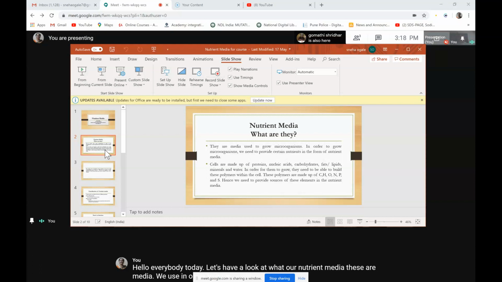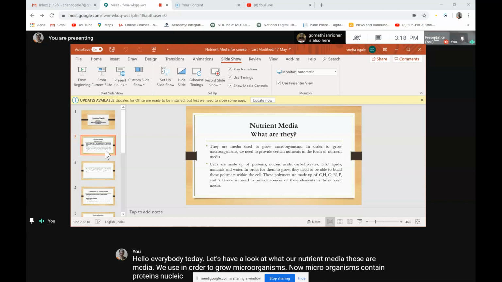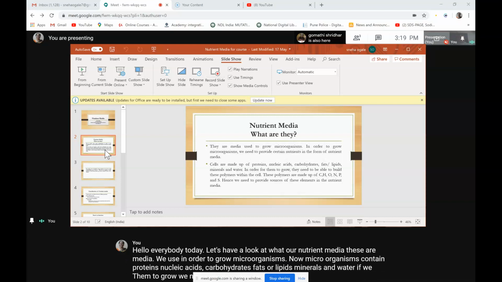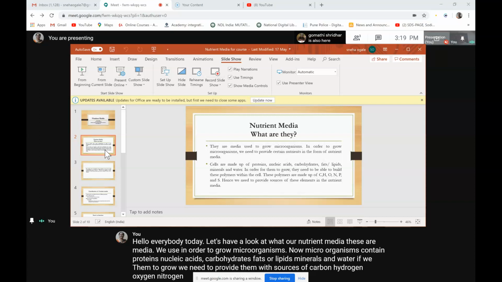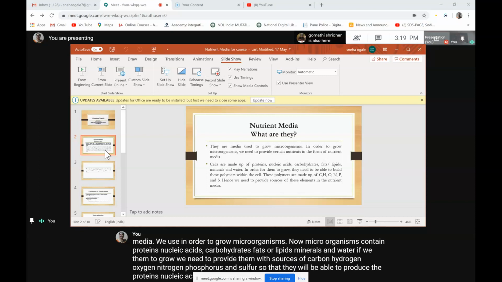Now, microorganisms contain proteins, nucleic acids, carbohydrates, fats or lipids, minerals and water. If we wish them to grow, we need to provide them with sources of carbon, hydrogen, oxygen, nitrogen, phosphorus and sulfur so that they will be able to produce the proteins, nucleic acids, etc. that they need to grow.